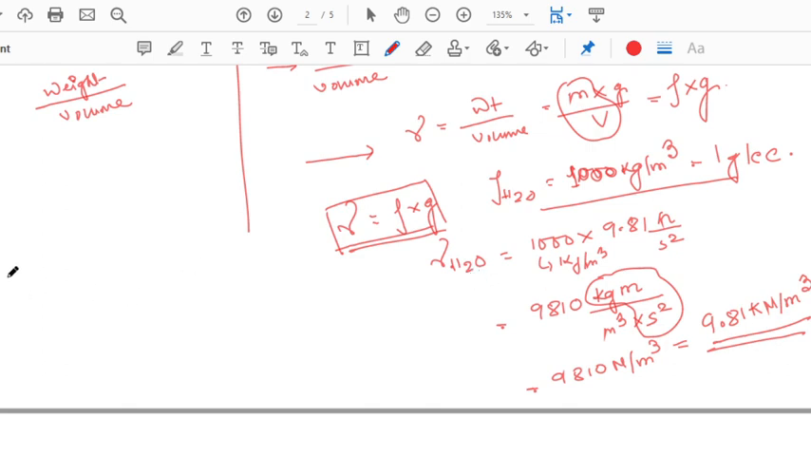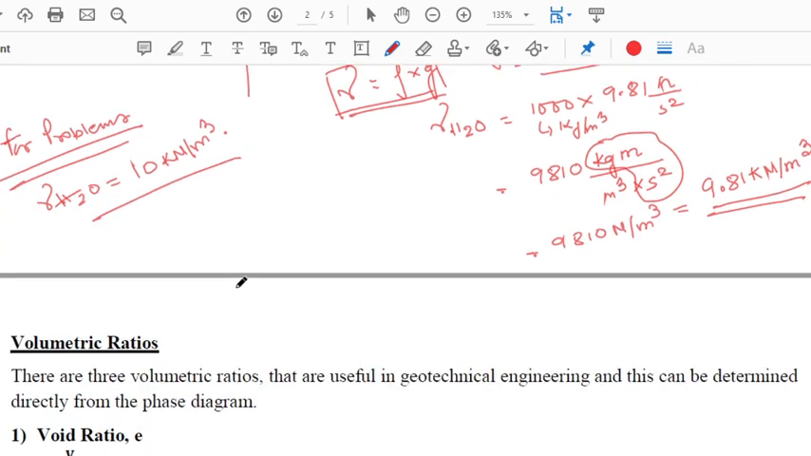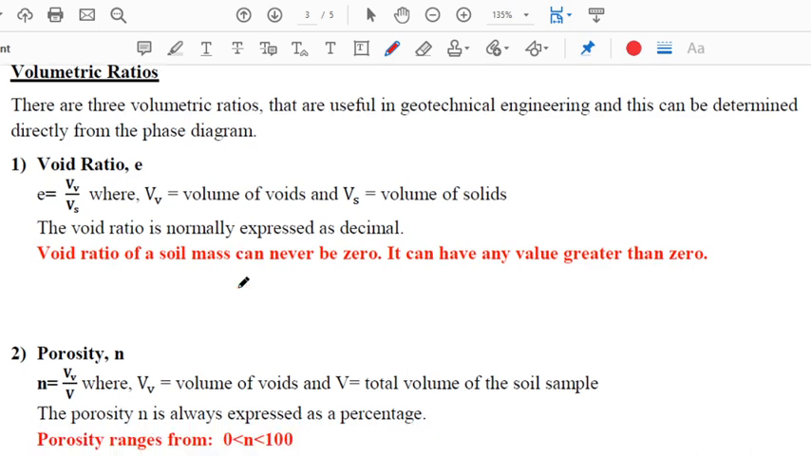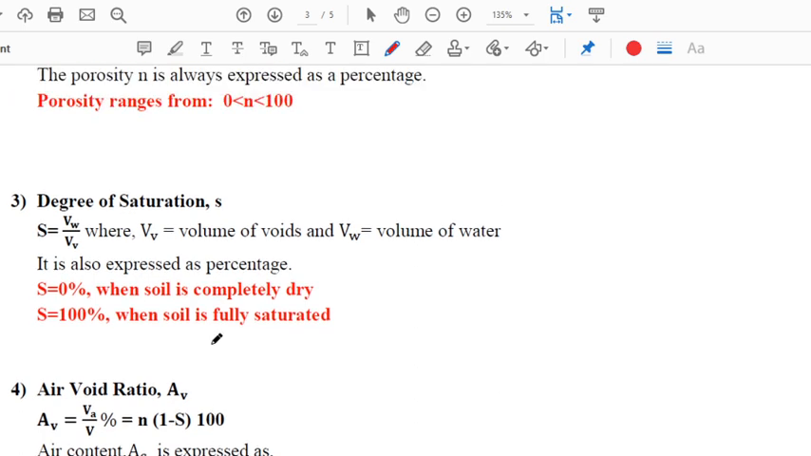For problem solving, we generally take gamma of water as 10 kilonewton per meter cube. This is for our convenience. Okay. Next, let us move on to some of the volumetric ratios we have. So there are basically, in general, three volumetric ratios, but there is also another one which will be included, that we will study, which is the air void ratio.